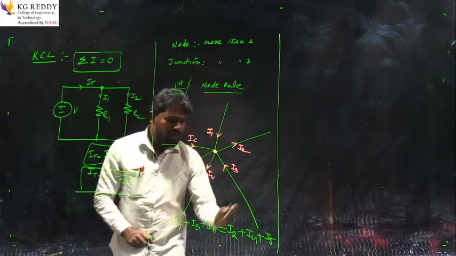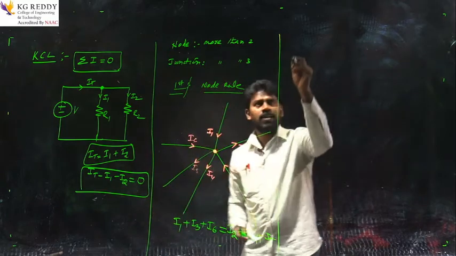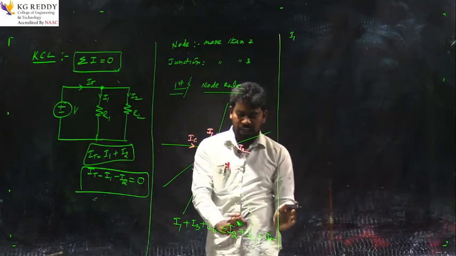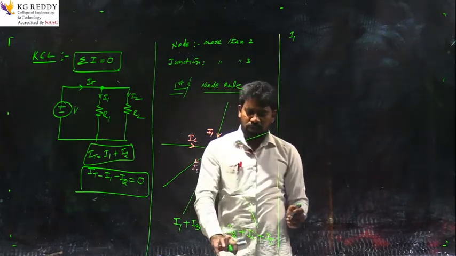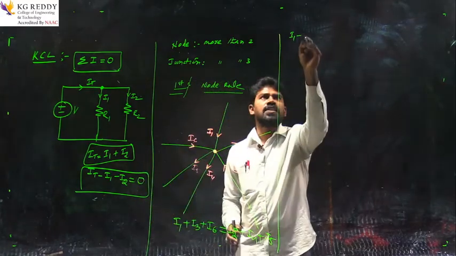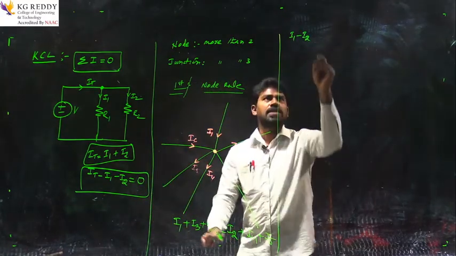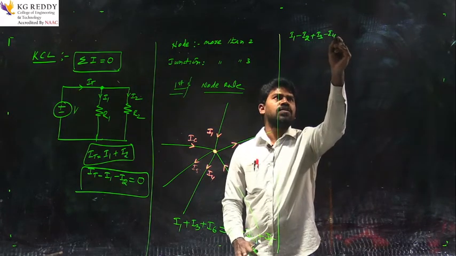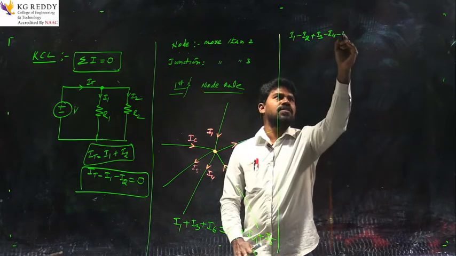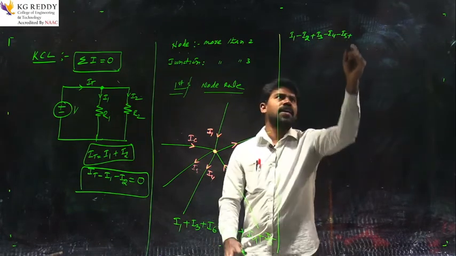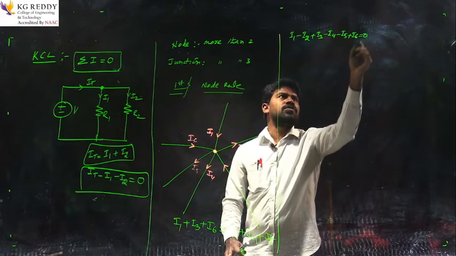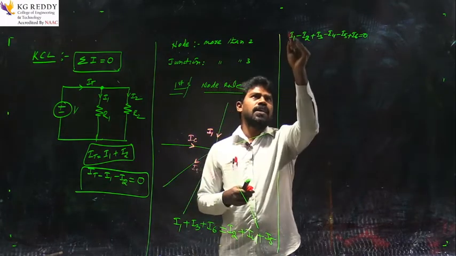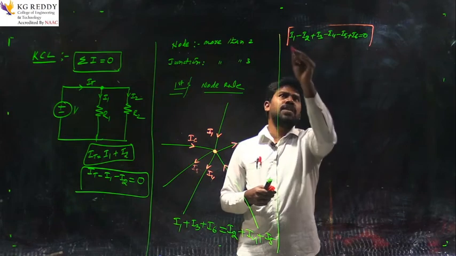If you want to write this equation, this is I1. You can move the right hand side to the left hand side, so positive becomes negative. Now you can see here minus I2, plus I3, minus I4, and minus I5, plus I6 is equal to 0. This is the total current equation that comes from the figure.